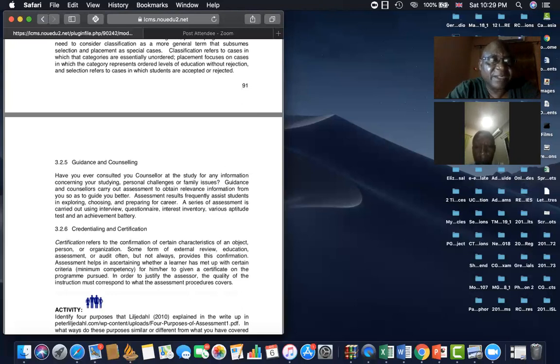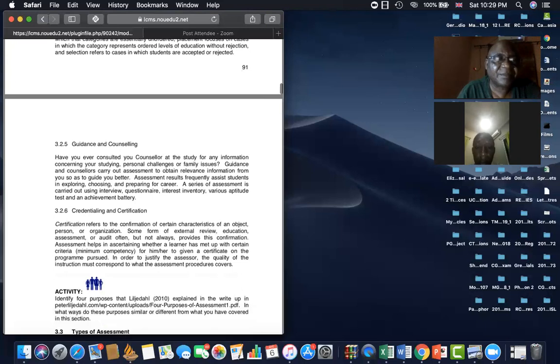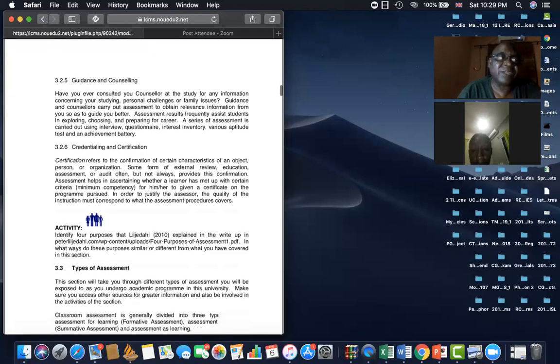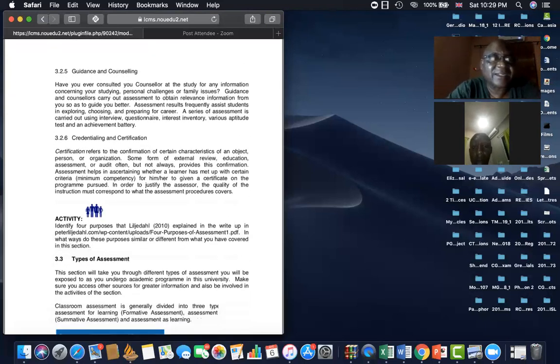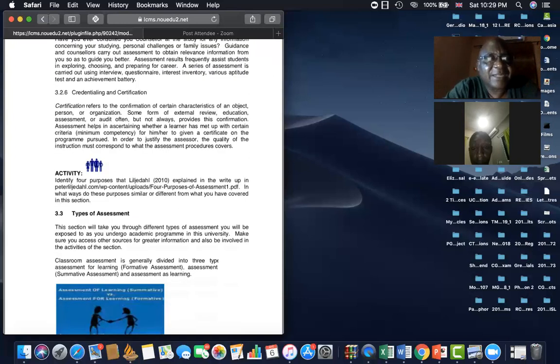Then the final one is credentialing and certification. At the end, we give you a certificate showing that you have gone to this level of education or not. So that is in the activity here.